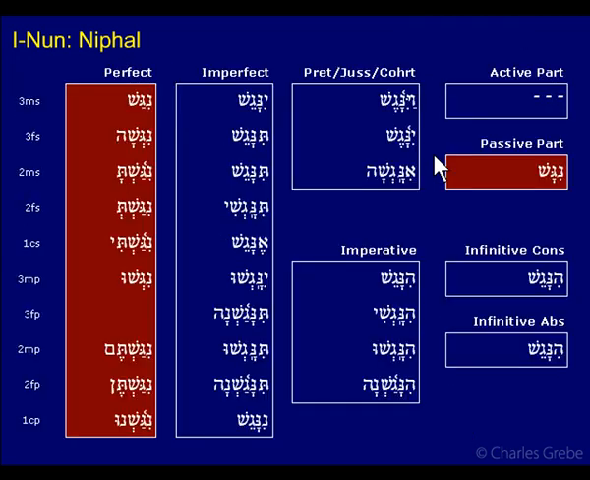Okay, so again, by way of review, first nun Niphals, the first nun assimilates for the perfect and the passive participle, but in all the other forms, it's just like the strong verb, and it's easy to recognize.